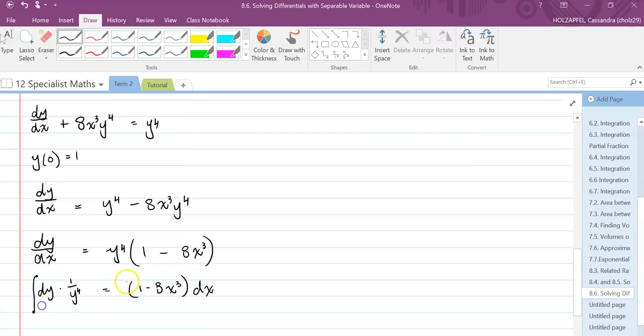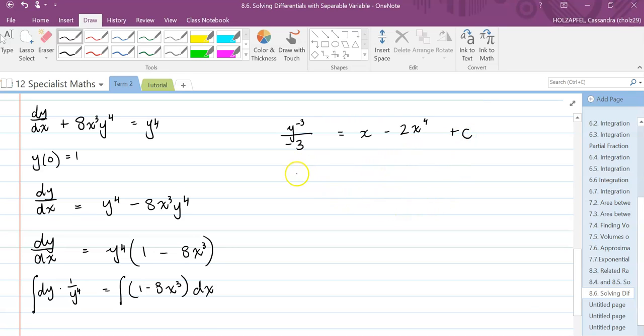Next, we're going to integrate both sides with respect to their corresponding variable. So the integral of y to the power of negative 4 is going to become y to the power of negative 3 divided by its new power, negative 3. And the integral of 1 minus 8x cubed is going to become x minus 2x to the power of 4, because we raised that by 1 and then divided through by the new power. And then we can add c on this side.